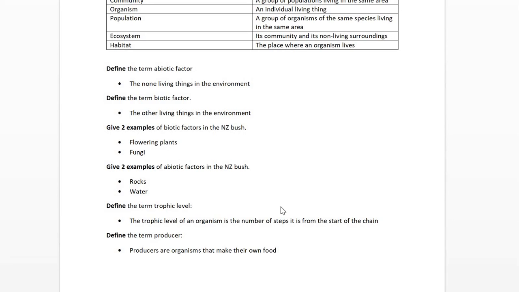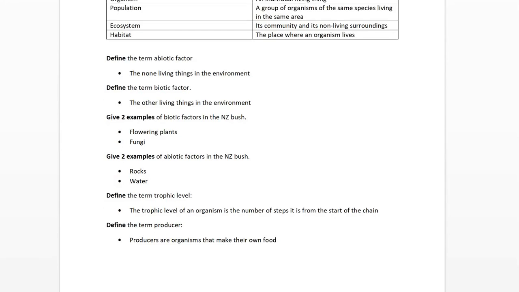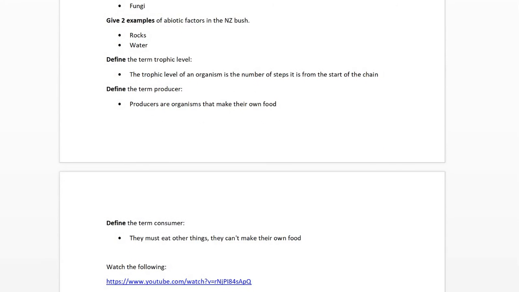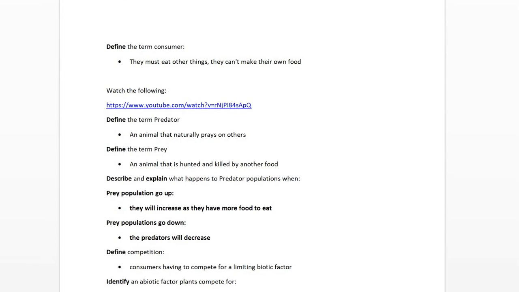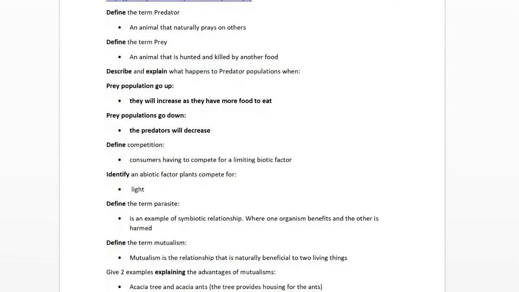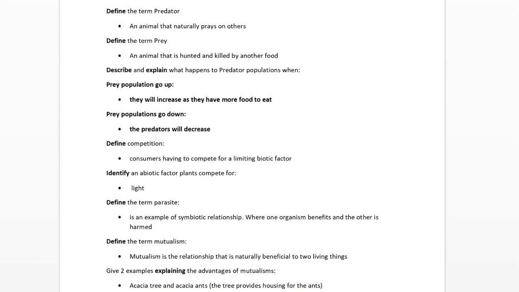So there we are. Define the trophic level. It refers to the feeding level of an organism, where it is in a food chain. Producers are organisms that can produce their own food. Consumers have to get their food from other living things. Predators are going to be organisms that get their food by eating other living things, by consuming them. And then we look at prey, which are the organisms that are eaten by other living things as food. Sometimes predator and prey refer specifically to animal species.